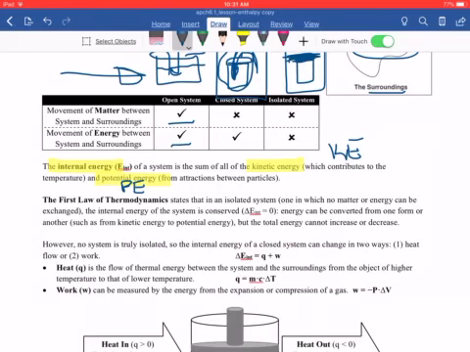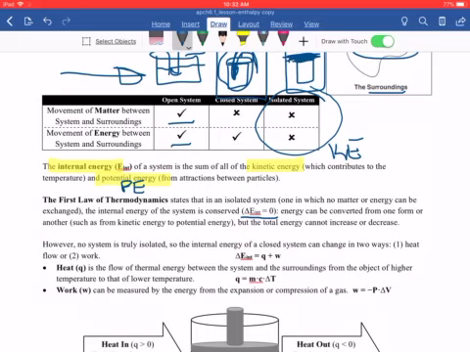The first law of thermodynamics states that in an isolated system, one in which no matter or energy can be exchanged, the internal energy of that system is conserved, right? So in an isolated system, nothing can go in that system, nothing can go out of that system, nothing can go in the surroundings or out of the surroundings. And so then that is when we say that it is equal to 0. Nothing is happening, it's just conserved.